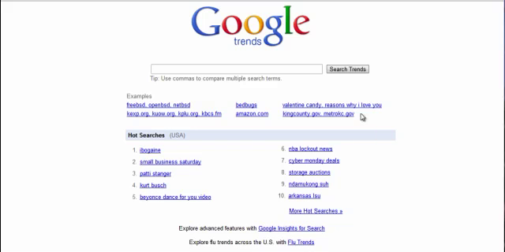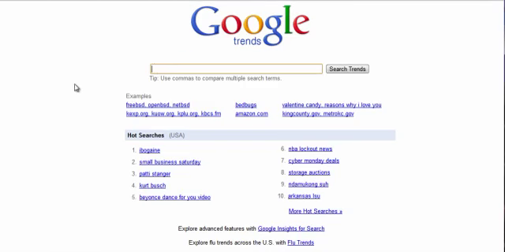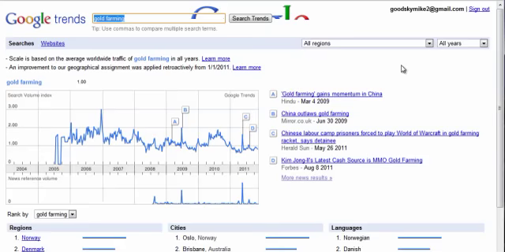Now, originally we discussed World of Warcraft online gaming and the gaming niche itself. And during the course of receiving Google Alerts, one of the alerts that I received was on a topic called gold farming. So let's have a look at that. Now this is very interesting.